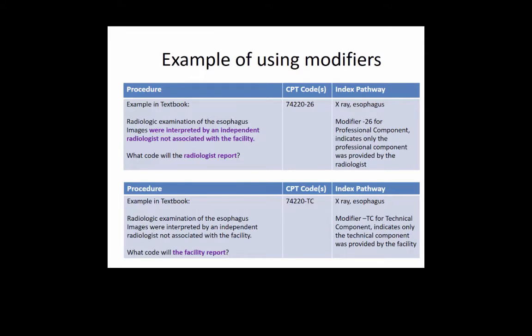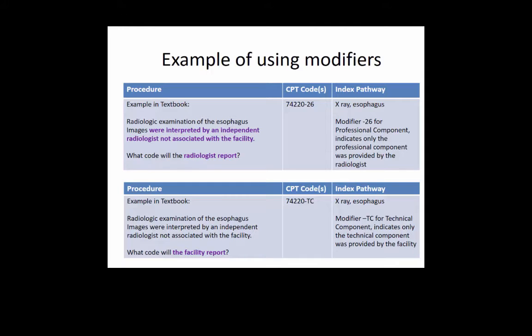Here are examples of using those modifiers in the way in which we just talked about. A radiologic examination of the esophagus. Images were interpreted by an independent radiologist not associated with the facility. What code will the radiologist report? In other words, you're the coder coding the radiologist work, and he or she will code the CPT code 74220 with a 26 modifier indicating only the radiologist component was provided.